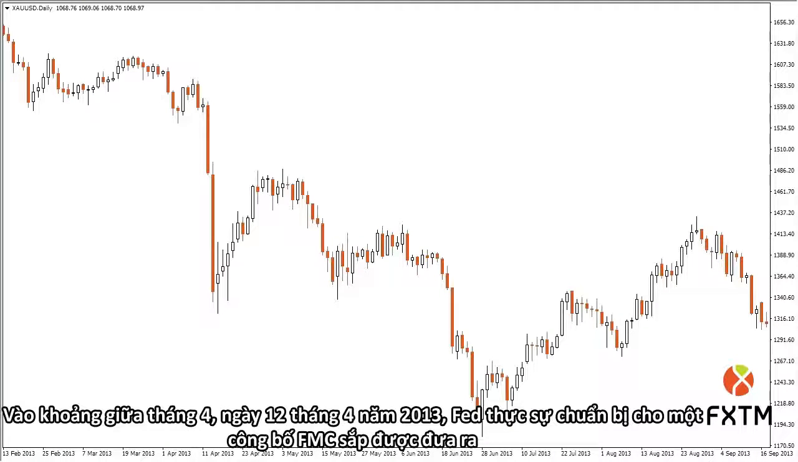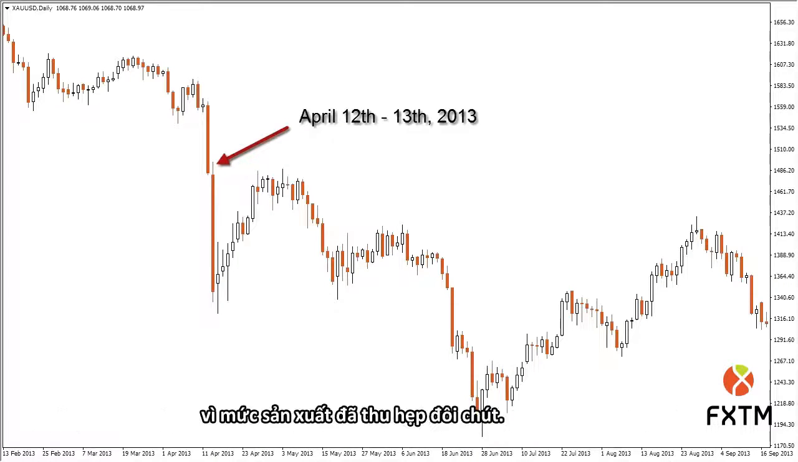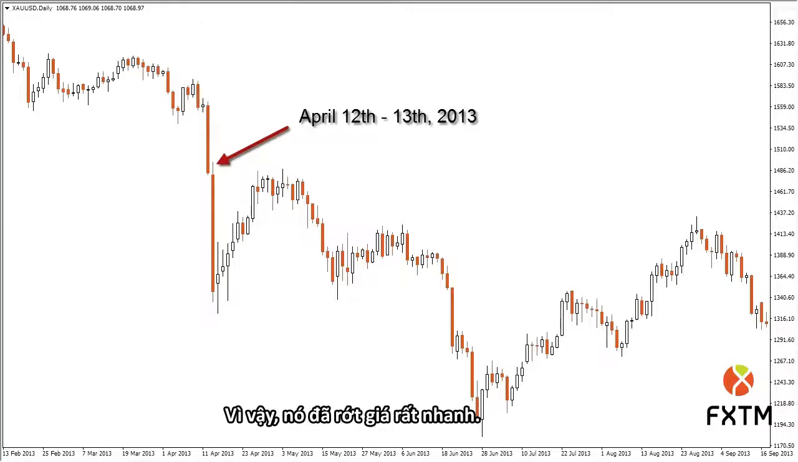In about the middle of April, about April 12th, 2013, the Fed was actually preparing for an FOMC announcement that was coming up, and production numbers in the US and China were both pointing towards lower inflation because production levels were contracting a little bit. Now, as you can see, during that period of time, gold really tanked, so it dropped very, very quickly.